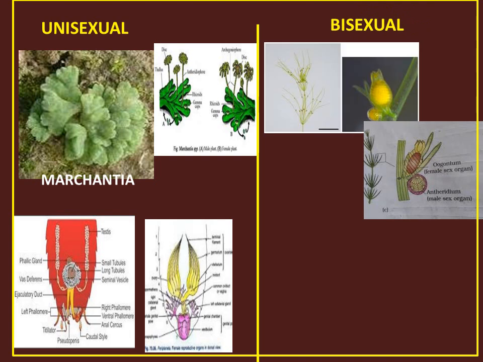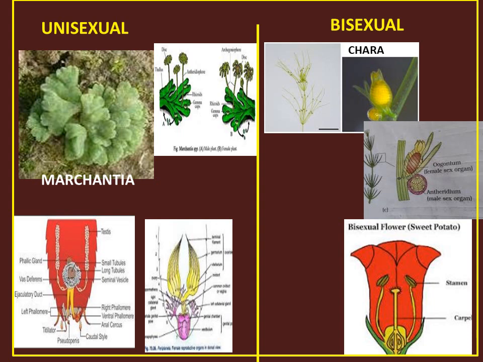Bisexual plants. This is an example of a bisexual plant, Chara. It is an alga. This is a textbook image of Chara. You can see the oogonium, which is a female sex organ, as well as antheridium, which is a male sex organ. Both are present on the same plant body. This is the photograph of oogonium as well as antheridium.